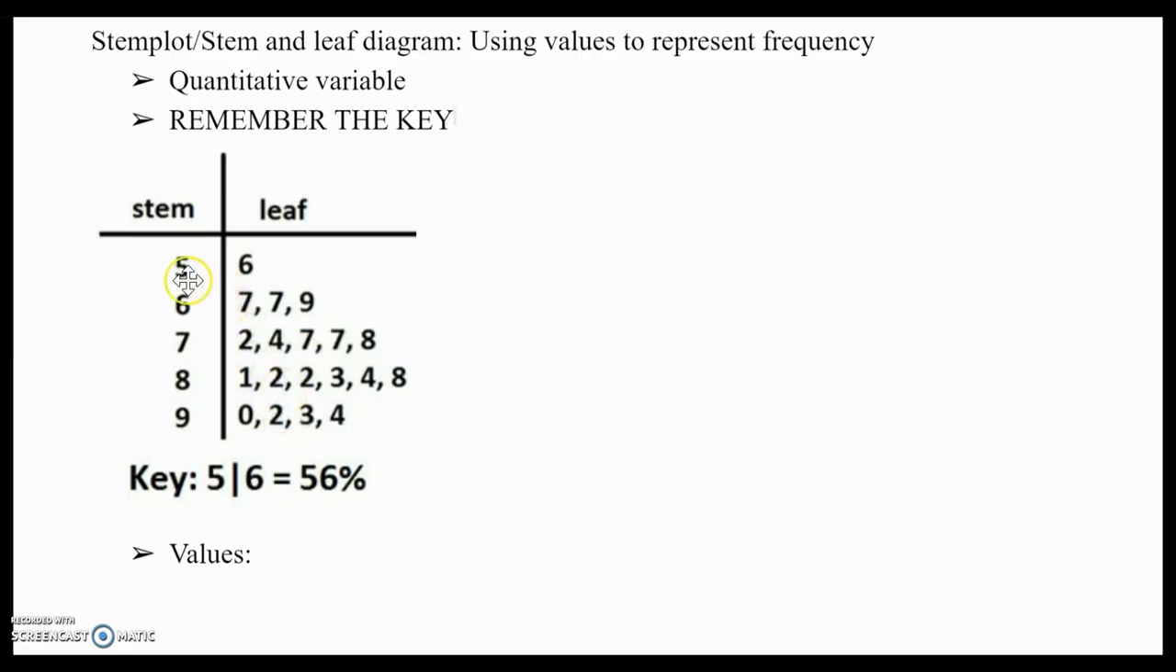For example, if I didn't have the key, this could mean 5.6 or 5 times 6 or 5 raised to the 6th. It has no value. So now knowing this key, try this section and write out all the numerical values that you think are represented in the stem leaf diagram. So the way we write the key firstly is your stem part followed by a bar followed by your leaf. So this reads 5 | 6 as 56%.